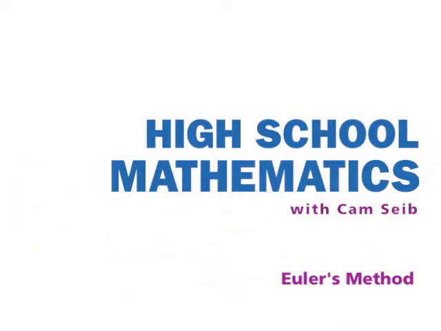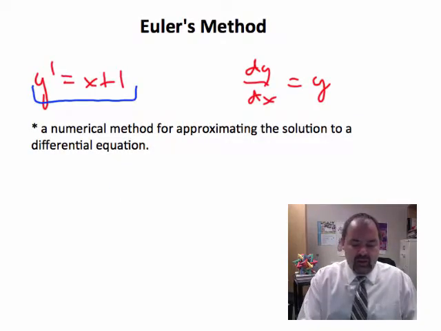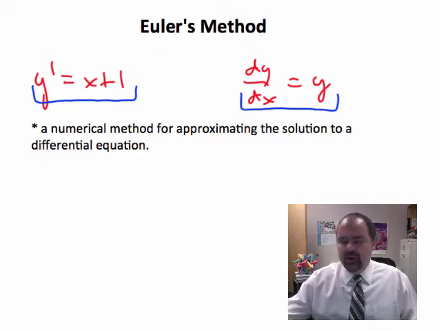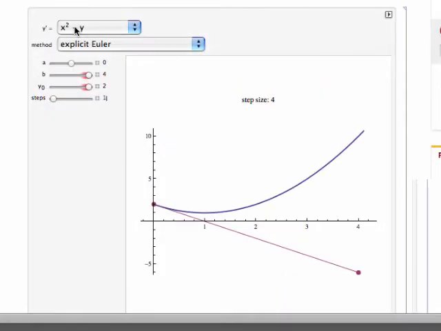So in our discussion of differential equations to this point, we've talked about how to solve differential equations algebraically by separating the variables. And when we can't solve a differential equation algebraically, we've looked at how to approximate or visualize the solution through the use of slope fields. Now there is a third way that you can use to estimate a solution, and that's a numerical approach called Euler's method.